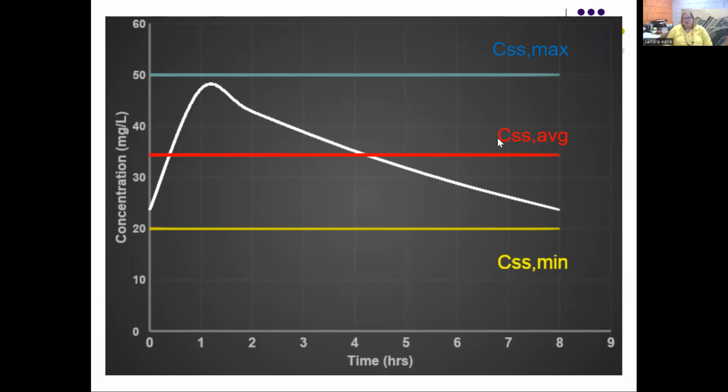But the CSS average is determined by the drug in divided by the drug out. So the drug in is the dose rate, how much drug we're giving per time. And if it's given non-IV, we have to consider bioavailability, which is the fraction of drug that's available to the systemic circulation that was originally given. So we'll talk more about this, but it's the bioavailable dose rate over clearance. So the bioavailable dose rate is the drug in divided by the drug out. That's what's going to determine your CSS average.